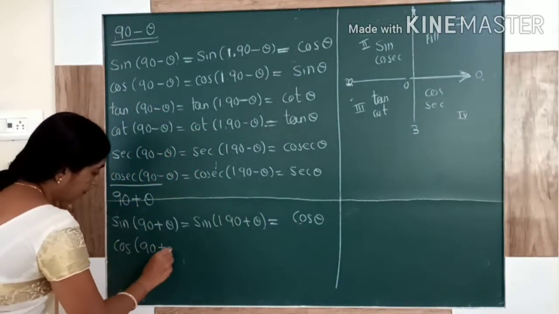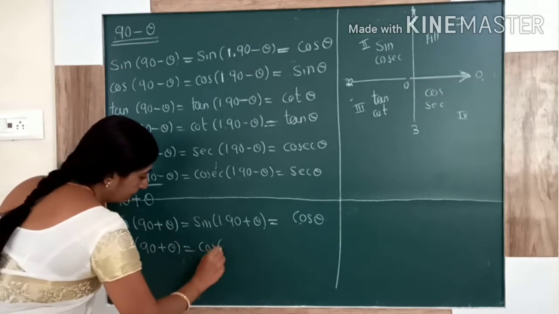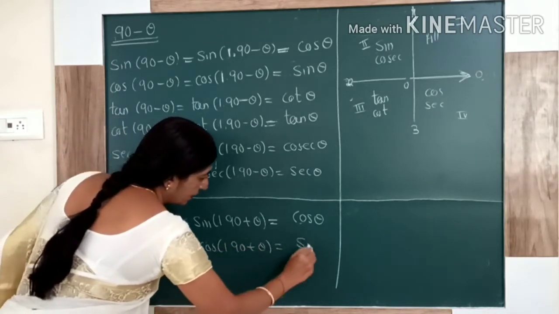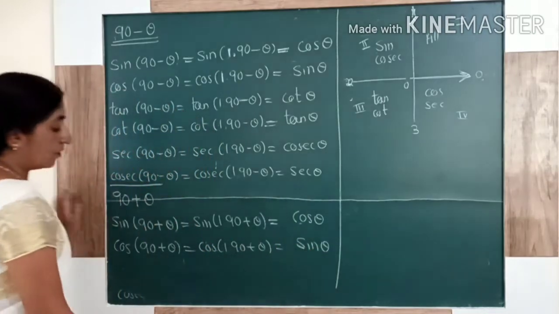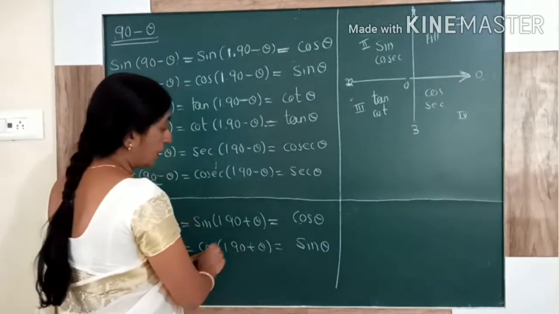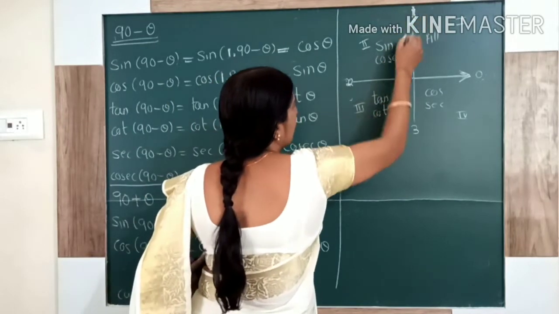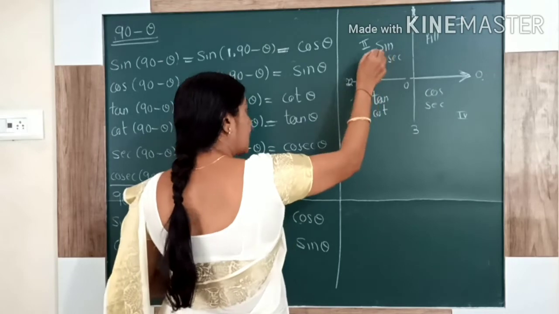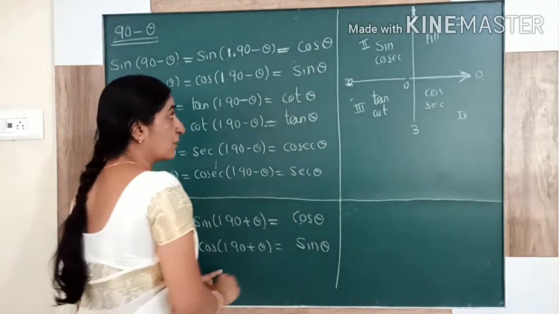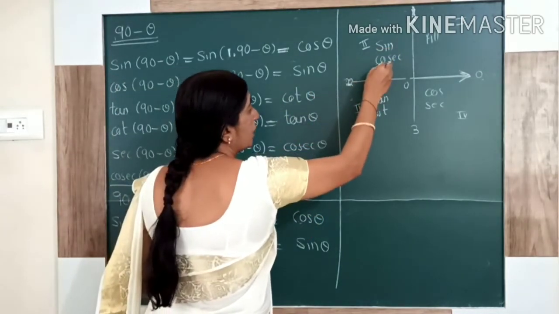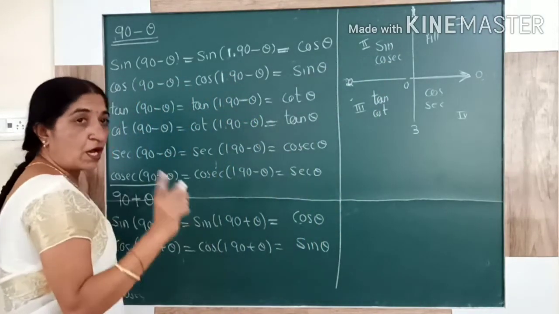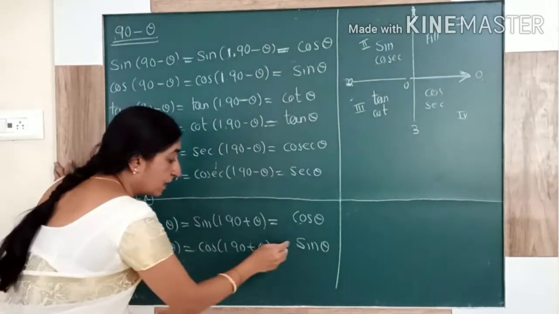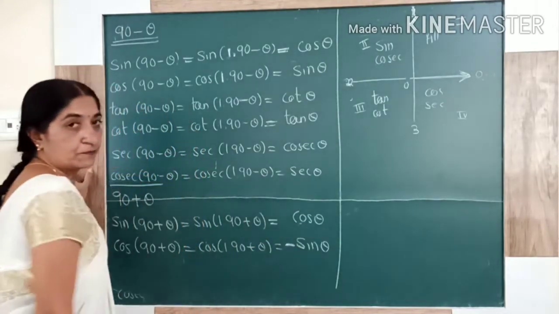Then cos 90 plus theta. Again odd, cos changes to sine. But what is the sign of cos? It comes in the second quadrant. 1 into 90 is this. Here, second quadrant, cos 90 plus theta. In the second quadrant cos is negative. Here only sine and cosec are positive. The remaining 4 are negative, which means cos is negative. You have to write this sign in front of the answer.